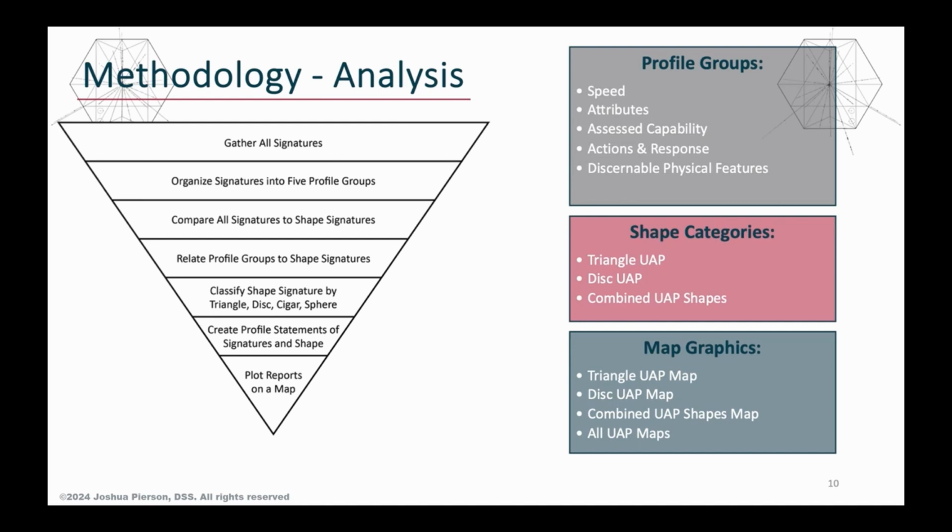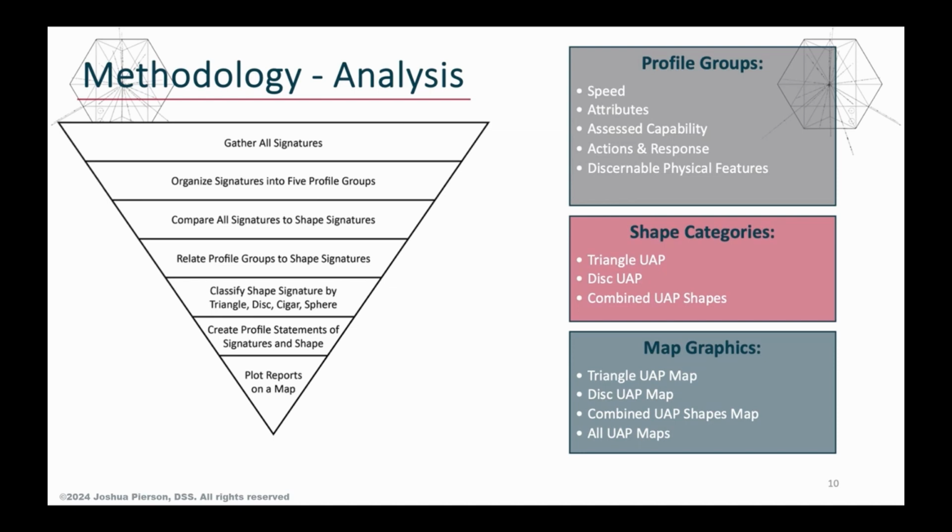Starting on the left, I used a funnel model as my approach. I gathered all signatures and organized those signatures into 5 profile groups. On the right, we see the 5 profile groups. I attempted to place signatures with common characteristics into the specified profile group. I then compared all the profile groups to the shape signature. The shape signature was the most commonly reported signature at 539.